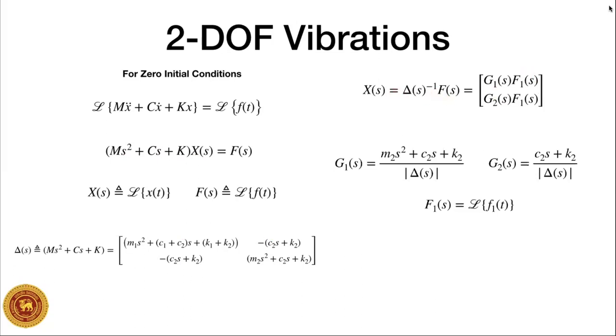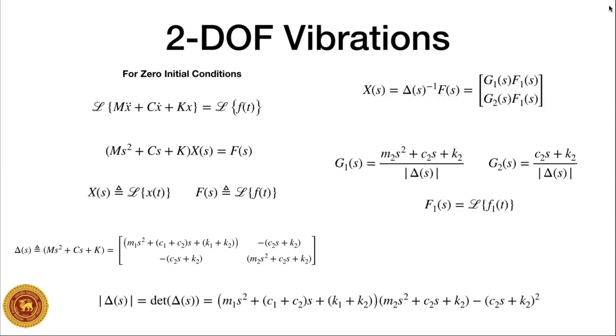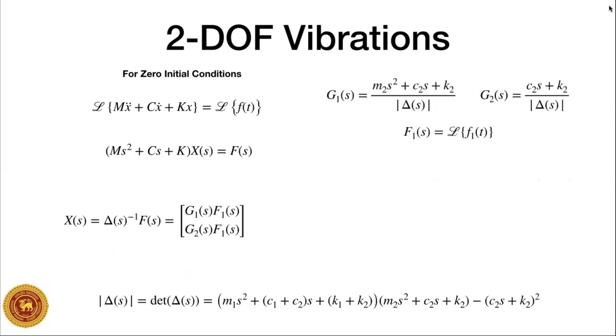You apply Cramer's rule, and then you see that X of s, X1 of s and X2 of s, is equal to this and that, a column matrix, where G1 of s is given by this and G2 of s is given by that. And this is the determinant of this matrix polynomial, as we would get typically when we apply Cramer's rule.